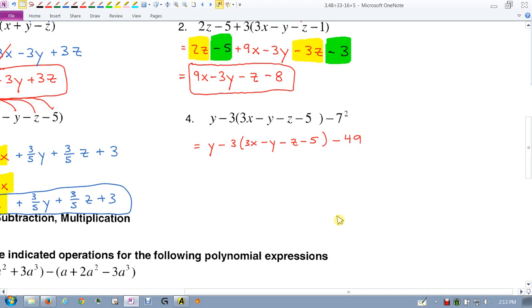And now I move to the next operation, which would be multiplication or division, whichever occurs first from left to right. Let's see what I have. Y minus, that's subtraction, so I don't do that. 3 what? That is times, right? That is multiplication. So I need to do that multiplication, and that's it. So that means I need to distribute this. I need to multiply the negative 3 through to every single term in the parentheses.